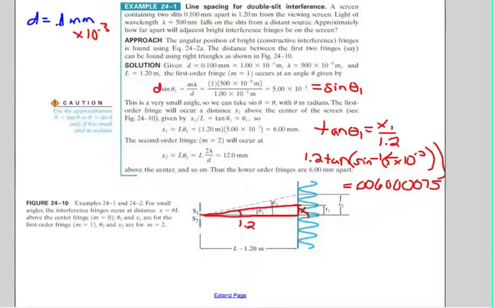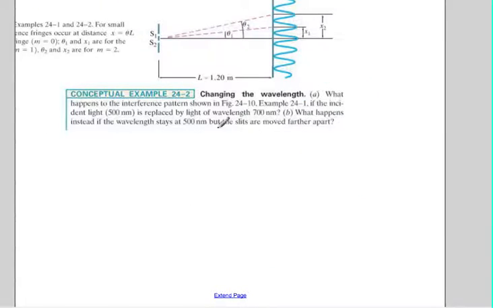Okay, let's look at another example. So I think we're still looking at that same diagram in this one, except it's just a concept. So it says, what happens to the interference pattern that we have up there, this thing that we see on the screen, if the incident light, so still 500 nanometers, is replaced by, okay, so what if we make the wavelength bigger? So this is lambda being bigger. Okay, it says, what happens to the interference pattern? So I'm guessing they want to know, does it spread out or what?